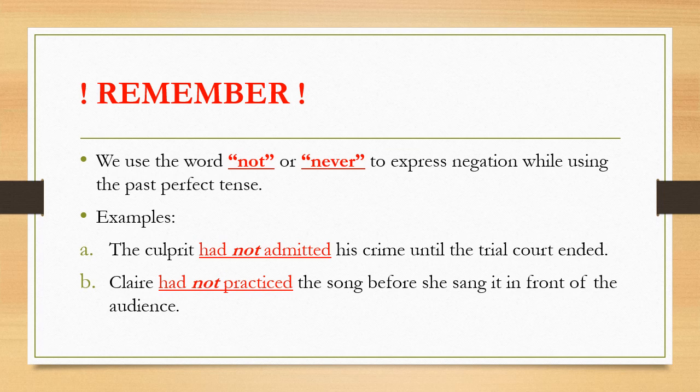Second example, Claire had not practiced the song before she sang it in front of the audience. Okay? So, ang highlight naton is had not practiced. Remember, once again, we use the word not or never to express negation while using the past perfect tense.